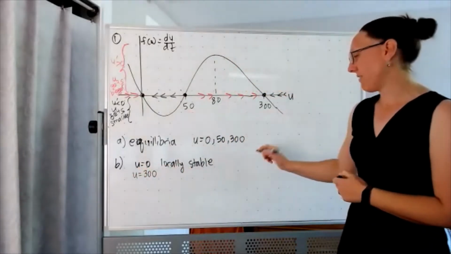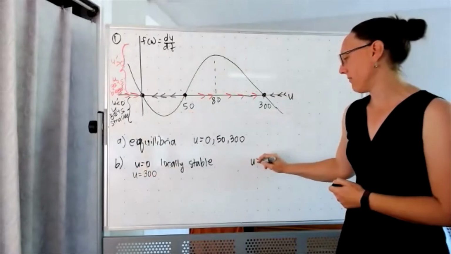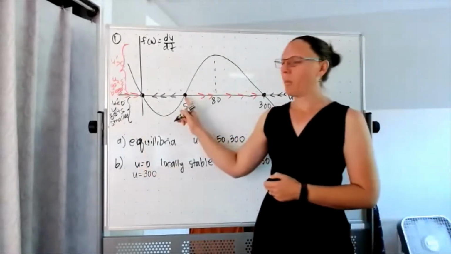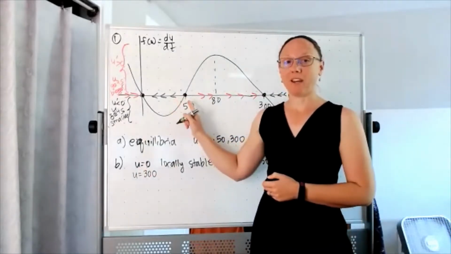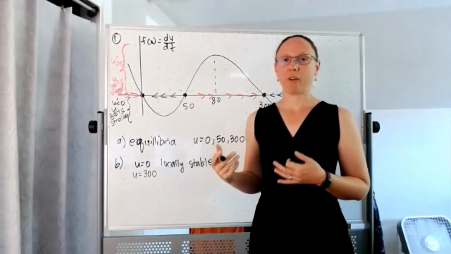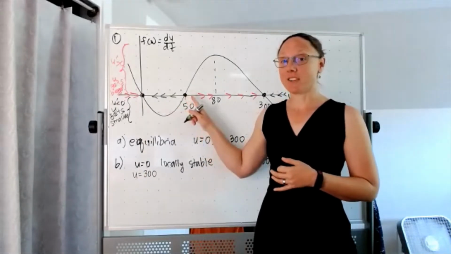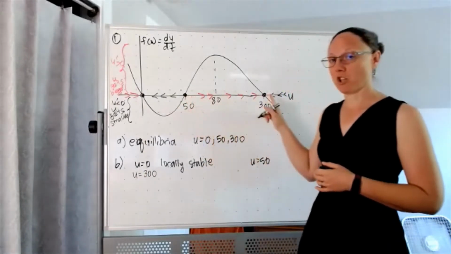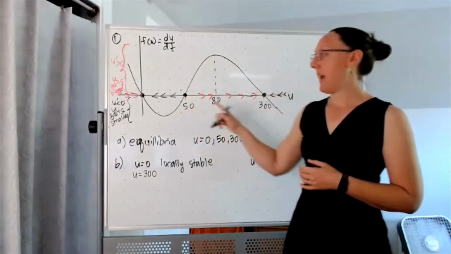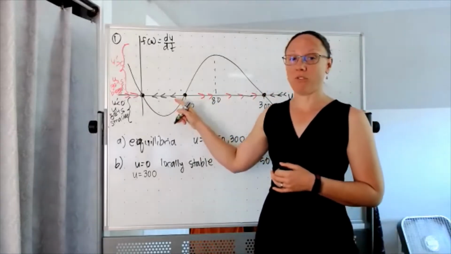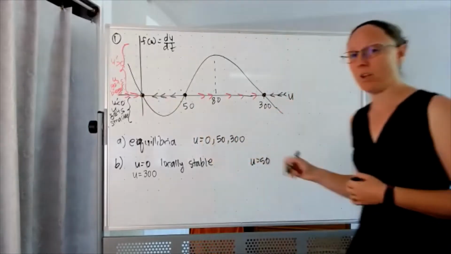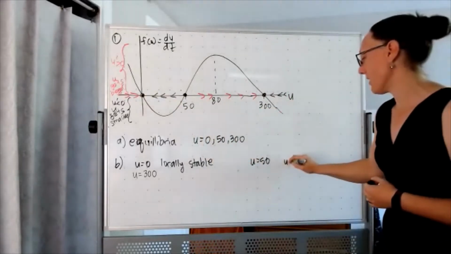u equals 50 is unstable, because if I move away from 50 just a little bit, I'll get pushed towards one of the other equilibria. If I get just a little bit above 50, then I'll get pushed all the way over here to 300. And if I get just a little bit below 50, I'll get pushed down to 0. So u equals 50 is unstable.